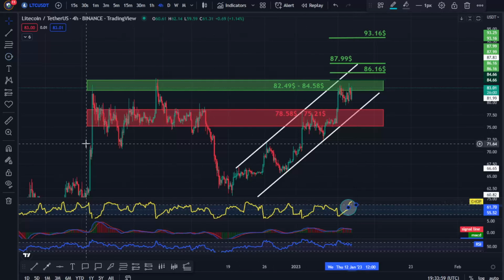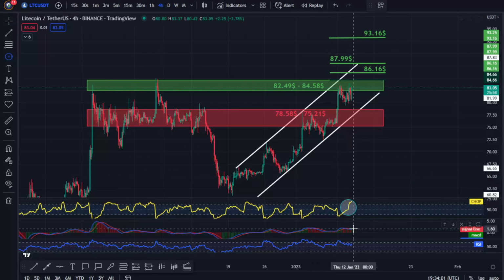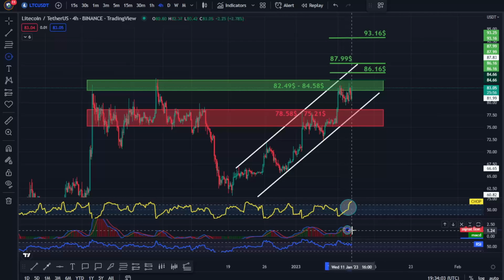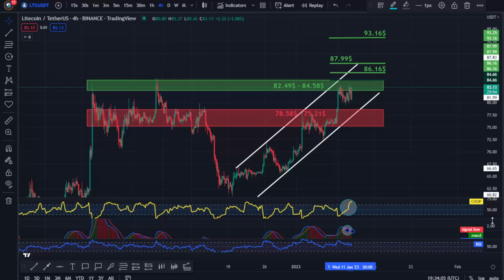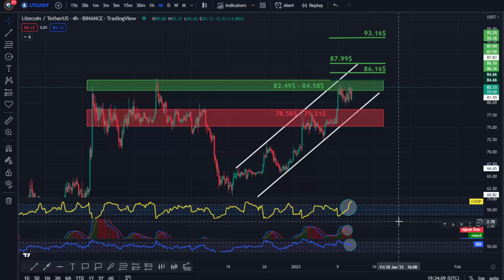Looking at the CHOP index, we see that the energy is strongly charged. The MACD indicates a local downtrend, while the RSI index has recovered and has a new place for price growth.